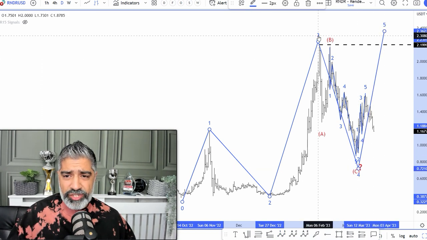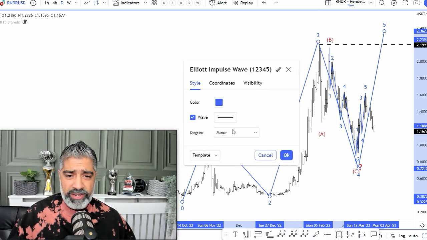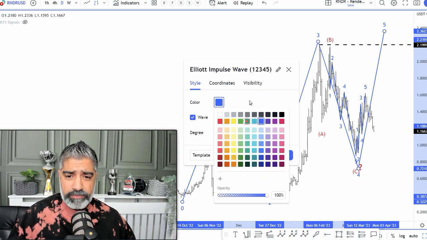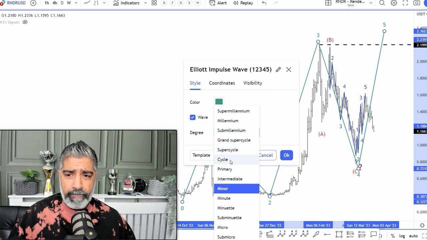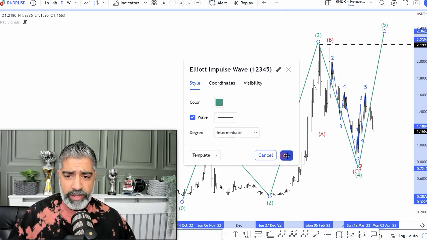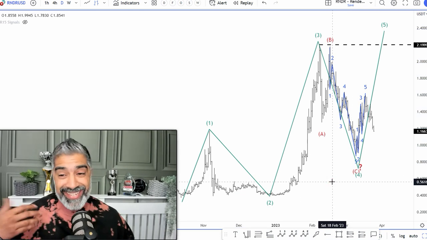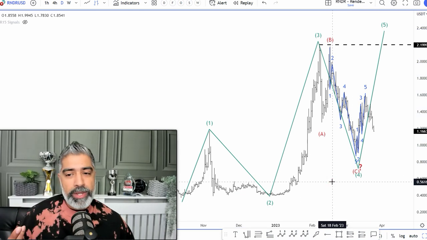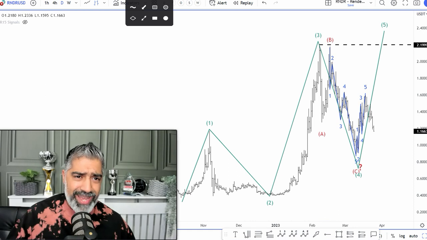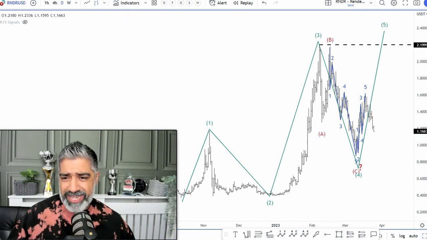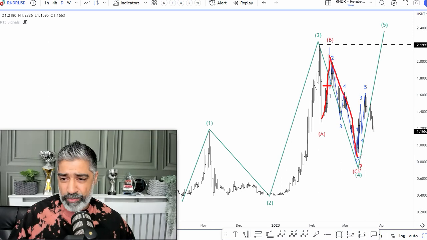I'm just going to change this to a different color. I'll change it to green just so it stands out. That would do here. Right, so that's what I was anticipating with Render. Now, the annoying part is we actually pegged this. We did the analysis around here. We were anticipating some type of correction, and then this moved to the downside.